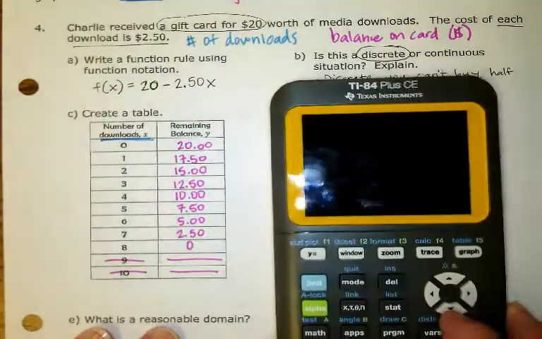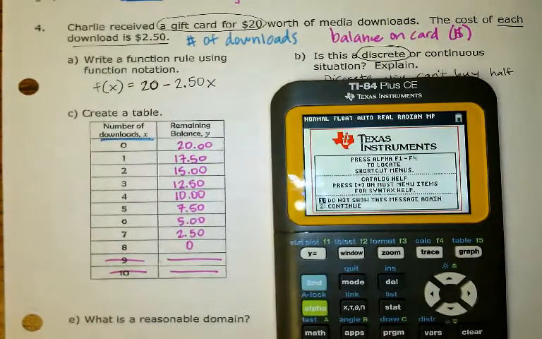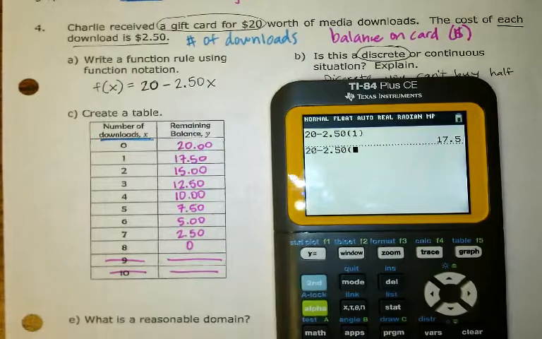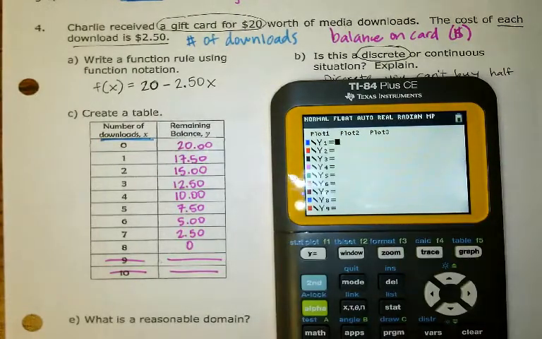Okay? Now let's say you're not a mental math person. That's okay. You could have done this a few different ways. You could have sat here and done 250 times 1, right? 20 minus 250 times 2. You could have sat there and done it like that. You also could have typed your equation into your y equals and looked at your table. And you could have seen it.